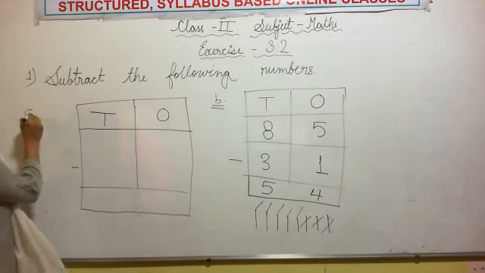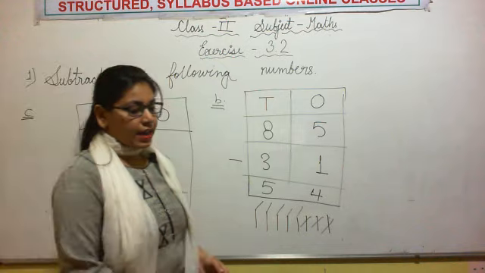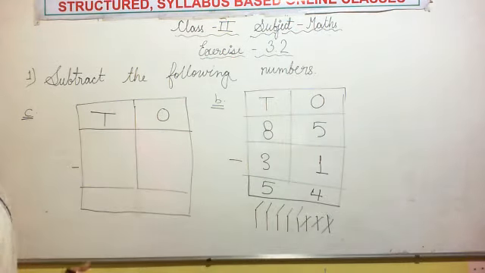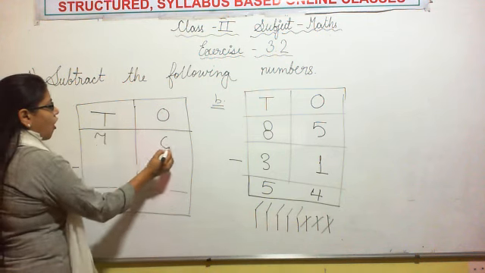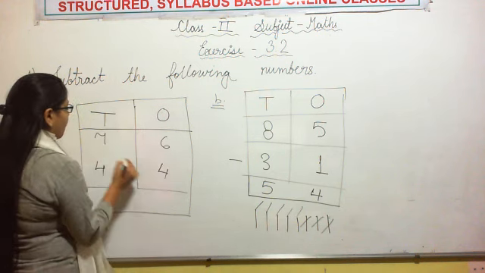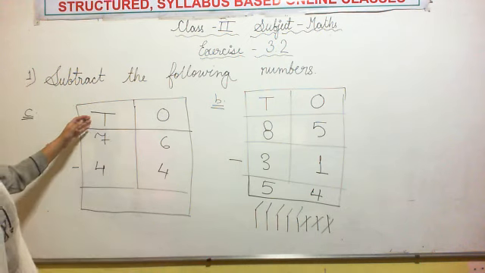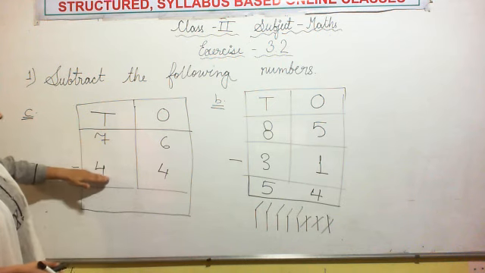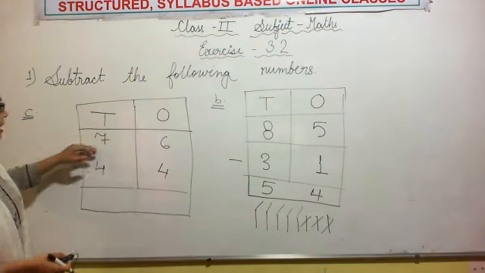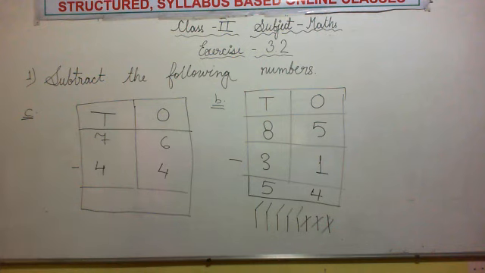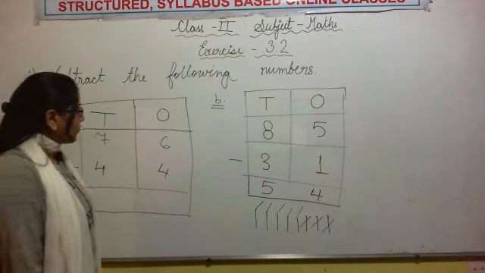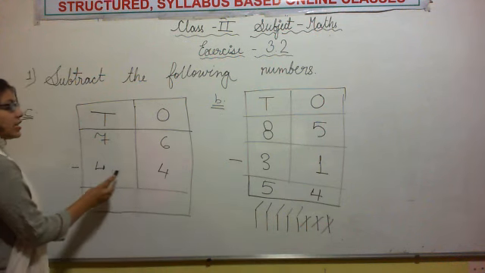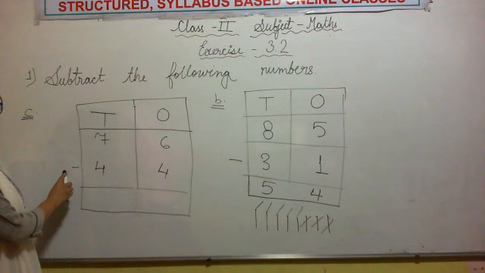Now, part C. Part C is 76 minus 44. Again, writing of tens and ones is compulsory. First of all, we will write both the places. Then we will write tens below tens and ones below ones. So we are done with writing 76 and 44. Now what will we do? We will subtract ones from ones. So 6 minus 4.